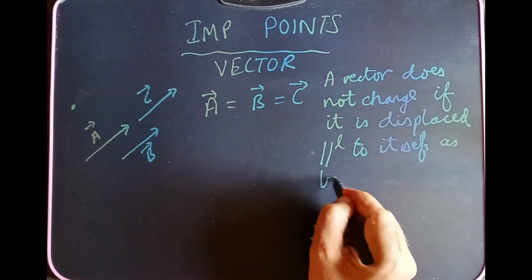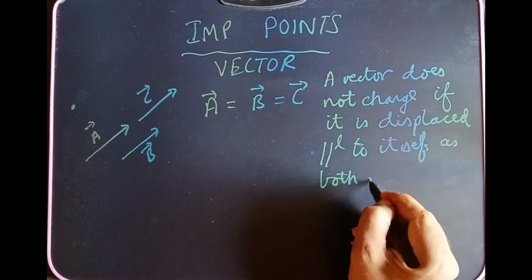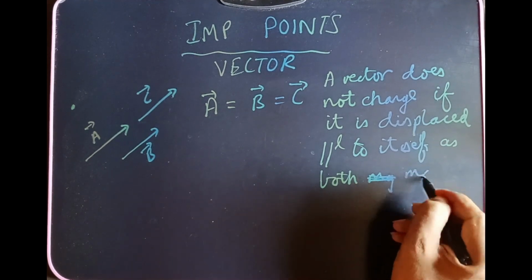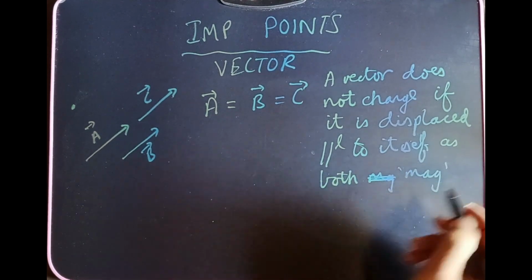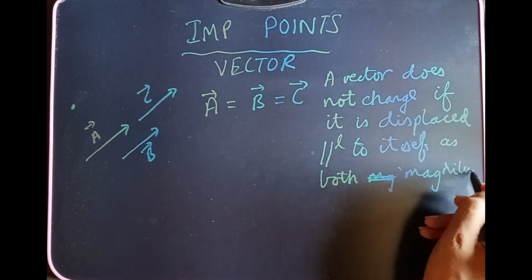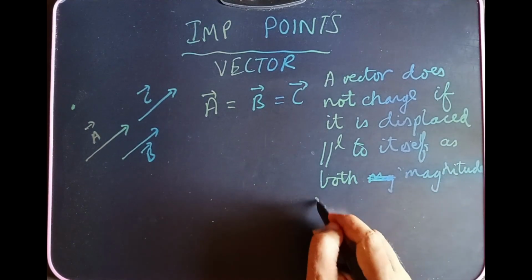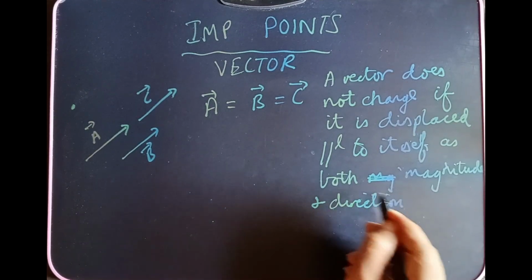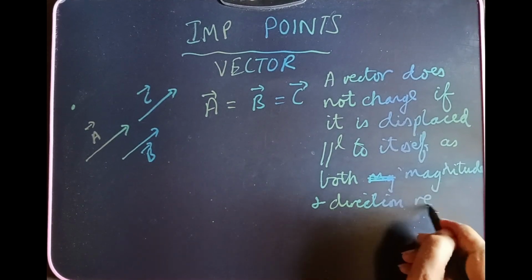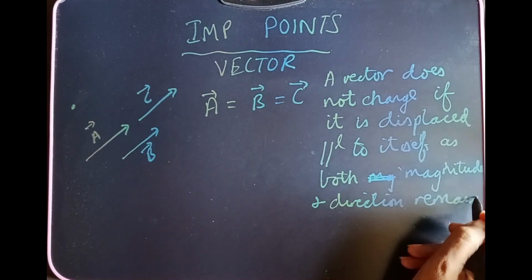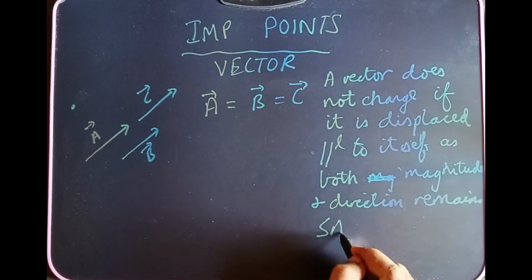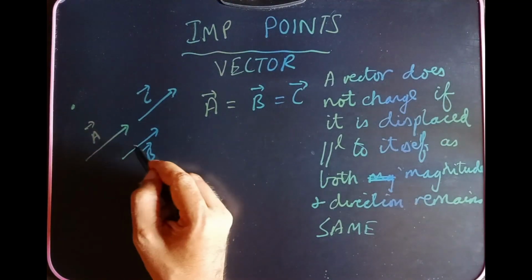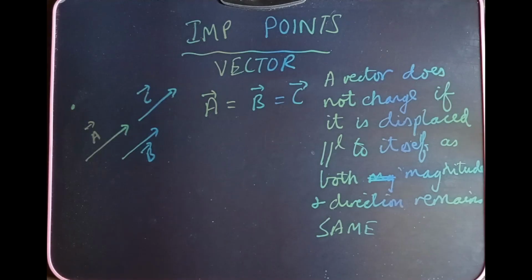As both magnitude and direction remain the same. I'll write the full thing. Here vector A is equal to vector B is equal to vector C.